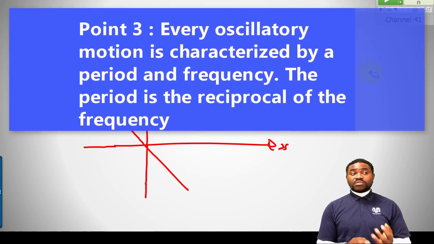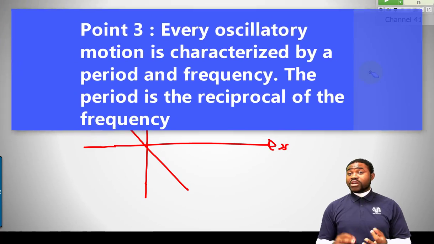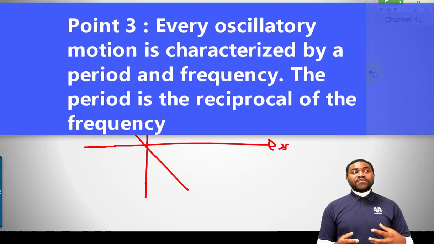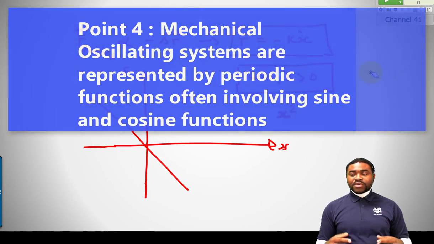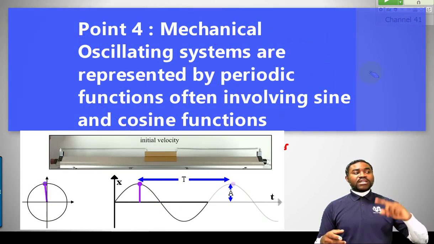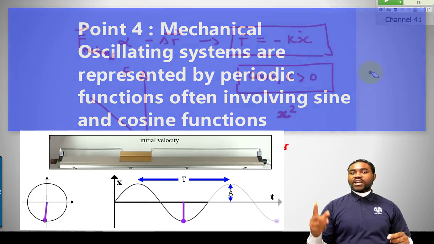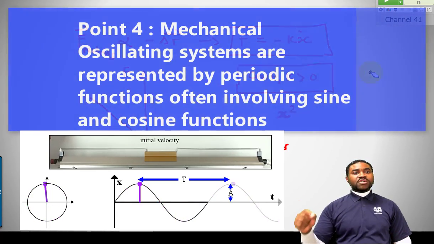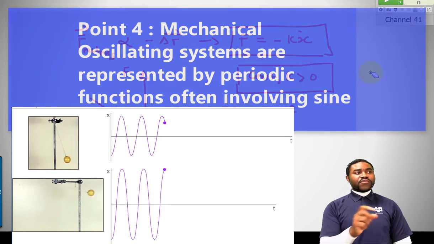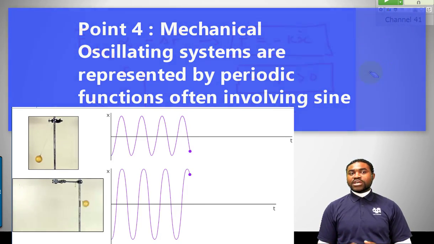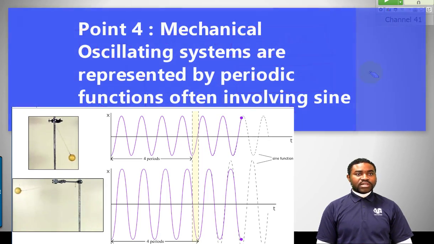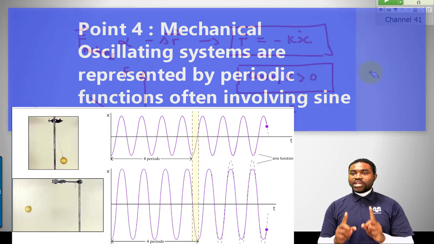3. Every oscillating system has a period and a frequency. Why? Because oscillation is repeated what? Motion. And for those of you who have mathematical minds, if it's oscillating, it means that the function that defines a mechanical oscillating system is a periodic what? Function. And if it is a periodic function, the most common periodic functions involve what? Sines and cosines. Do you understand that? Now I'm leading you somewhere.